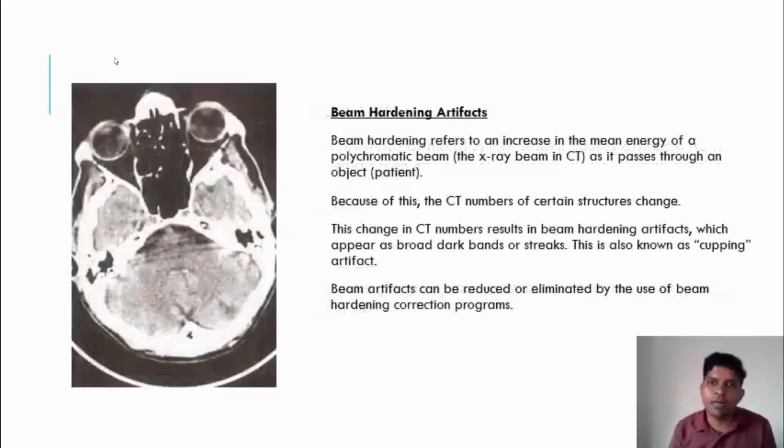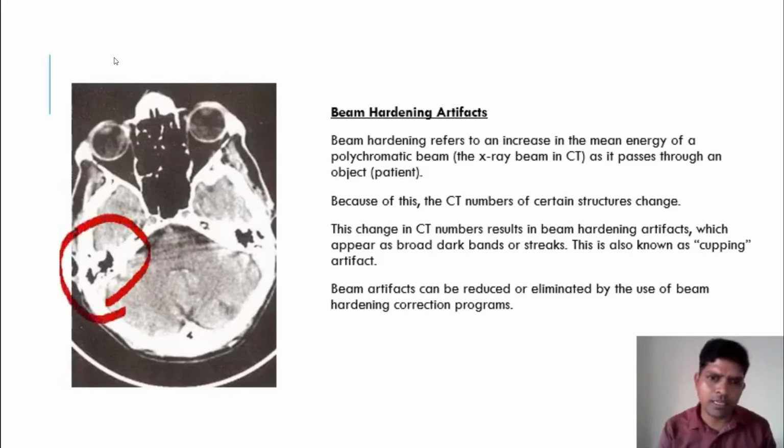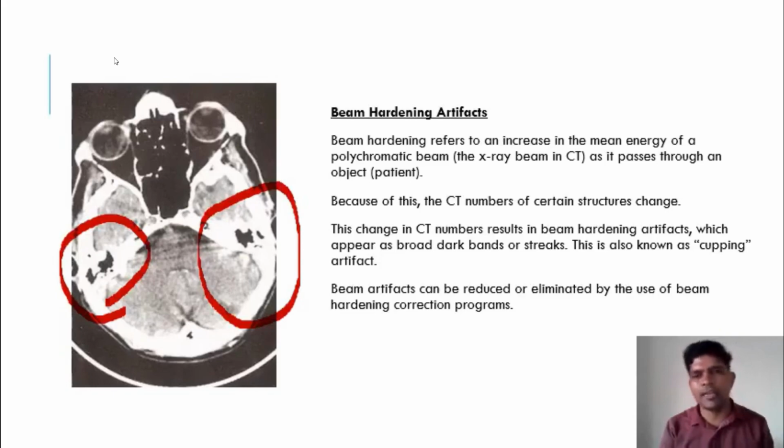Another one is beam hardening artifacts. These usually occur in the CT brain, usually in the posterior fossa. You can see in the image the streak-like area, usually at the temporal region, the middle ear area, where you can always find beam hardening artifact. You can see this line here; this is the beam hardening artifact.